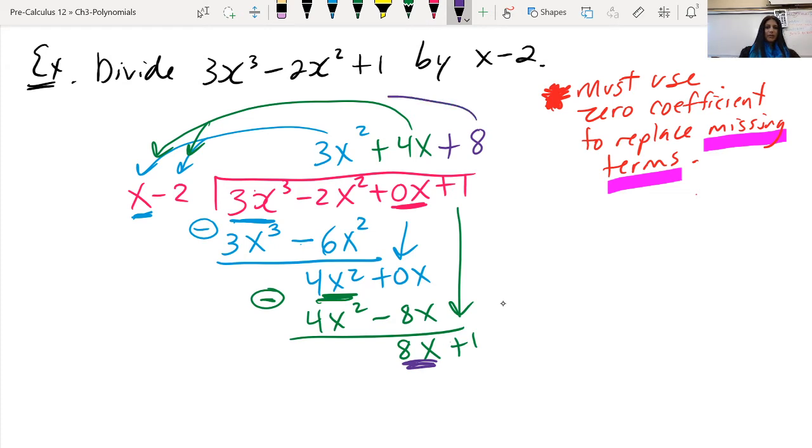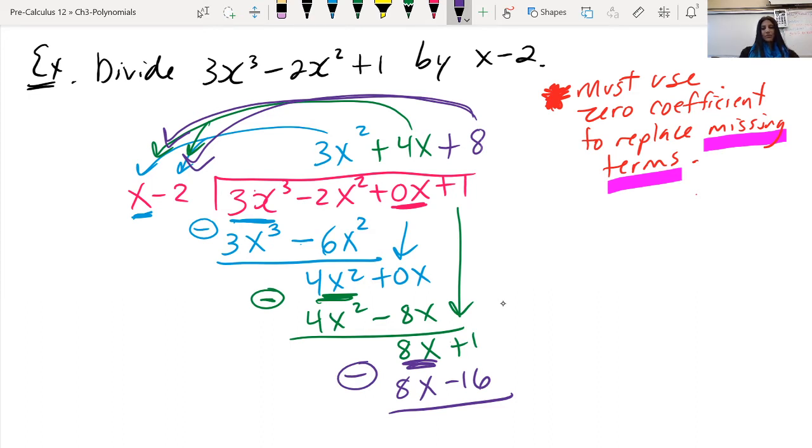And then I would go through the same process. 8 times x gives me 8x. 8 times minus 2 gives me minus 16. And when I go through and subtract these, I actually get 1 plus 16. So 17 is my remainder. Okay, so you see what that little phrase means. That was the 0x placeholder that we've put there.